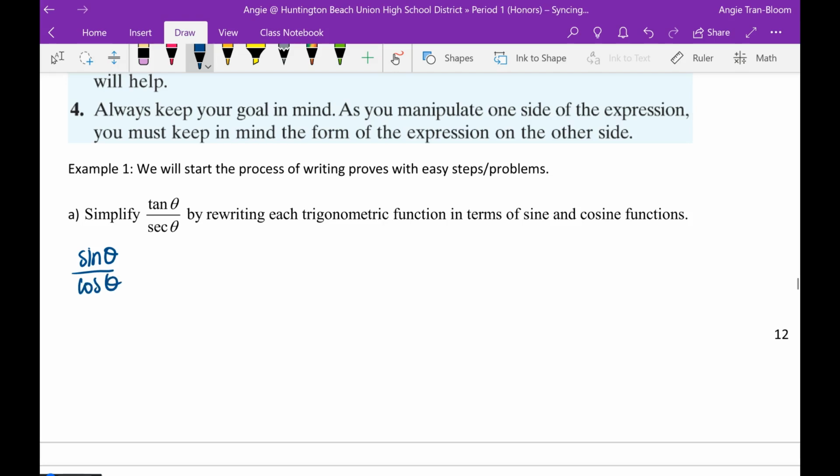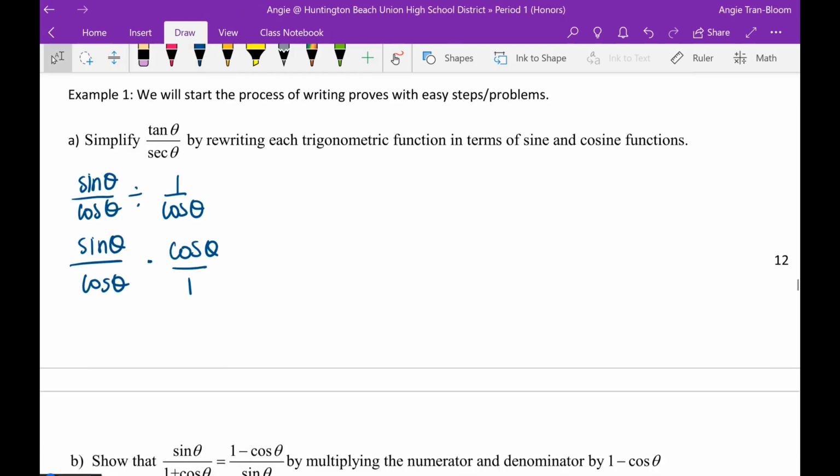Okay. Now what do you want to do? Sarah? Secant is 1 divided by cosine. Yep. Okay. What's your next step? Flip it. Okay. I see the motion. So sine divided by cosine times cosine over 1. So the cosine and cosine will reduce. This just gets down to just what? Sine of theta.